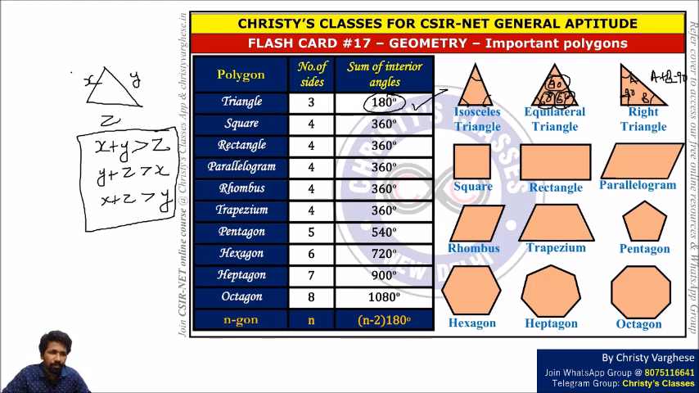For example, if I draw 3 as one side and 4 as another side, and another side as 8, that triangle is impossible. Why is it impossible? Because 3 plus 4 is 7, and 7 is not greater than 8. That is impossible.